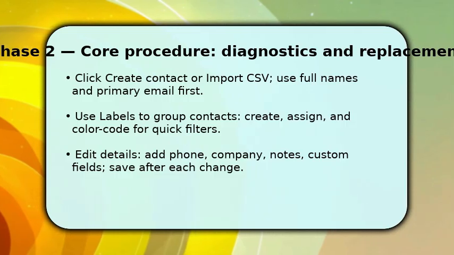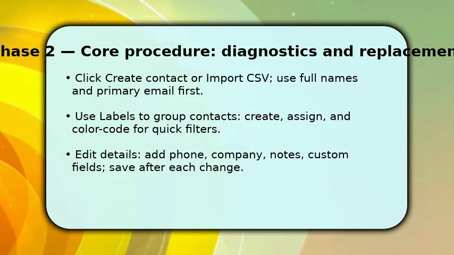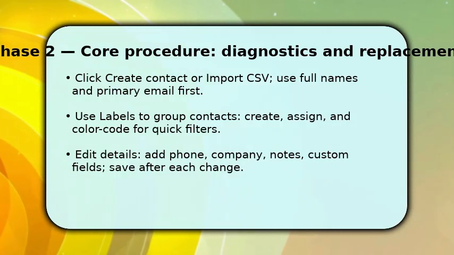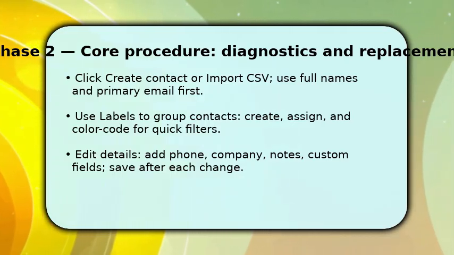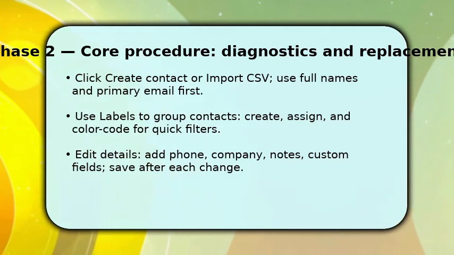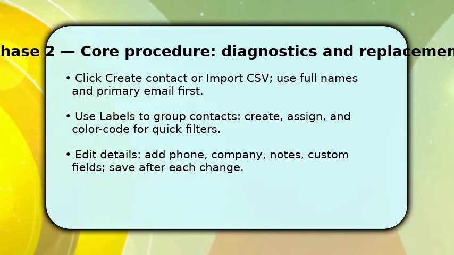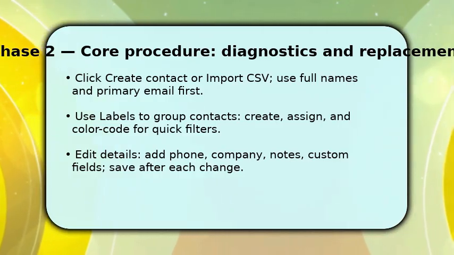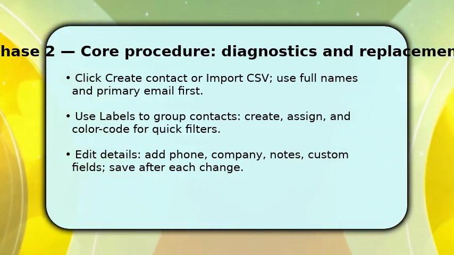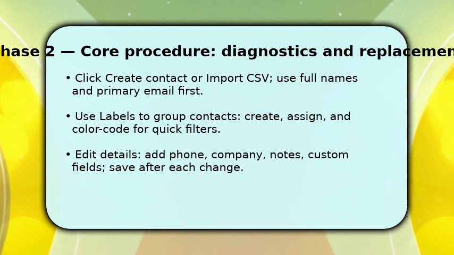Once contacts exist, organize them with labels to group teams, friends, or vendors, and color code labels to spot lists quickly. Edit records to include phone numbers, company, job title, and notes. Custom fields help track non-standard info. Make sure to save after each edit. By organizing now, you reduce future searching and keep your inbox faster and more focused.